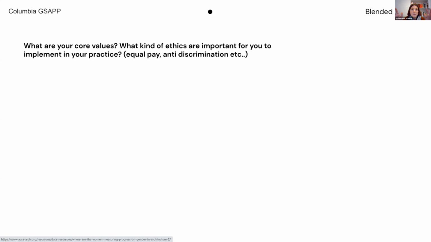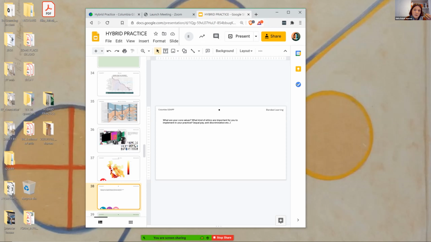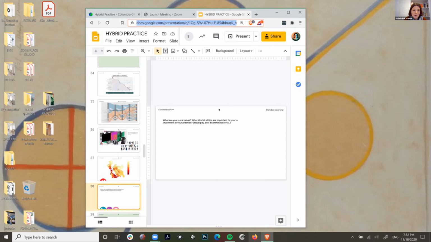If you have no idea, leave it out, but definitely answer the question, what kind of ethics are important to you? So what kind of causes, right? Is equal pay important to you, is it important to be anti-discriminatory? I actually didn't even mention sustainability. That's a huge one, right? So take 3 minutes and write down some of the causes that are important for you in your future practice.